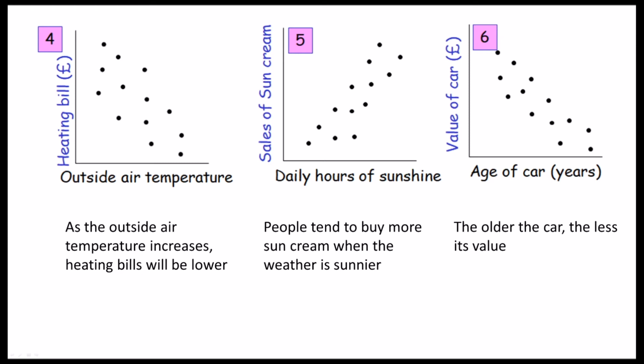The important thing to remember is that you're only commenting on what's shown in the scatter graph. Obviously, people might argue that there's some really vintage cars out there that are really old but actually have quite a lot of value, and that wouldn't be represented by the scatter graph that we're given.